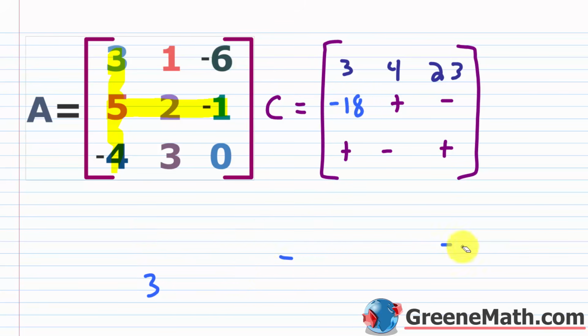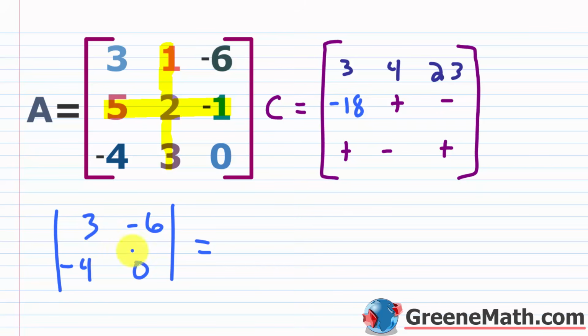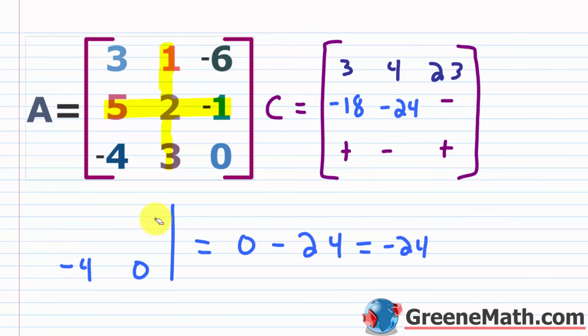All right, let's go to the next one now. So we're going to do this one. I'm going to delete this column and this row. So what do we have? We have 3 and negative 6, then negative 4 and 0. So the determinant of that, 3 times 0 is 0, minus negative 6 times negative 4 is 24. So we have 0 minus 24, which is negative 24, and there's no sign change there, so it's just negative 24. All right, let's go to the next one.